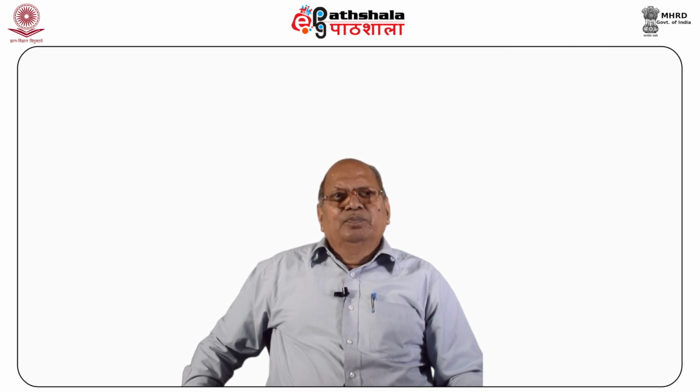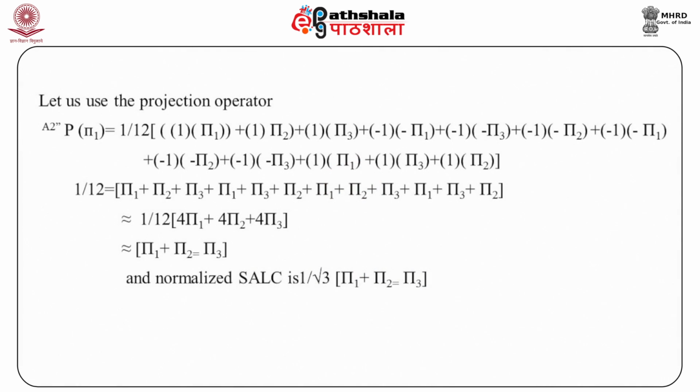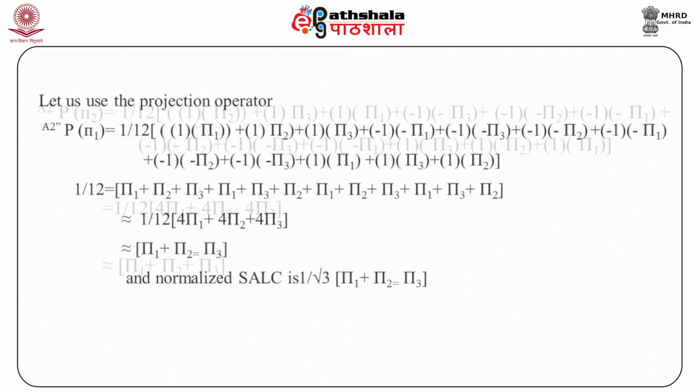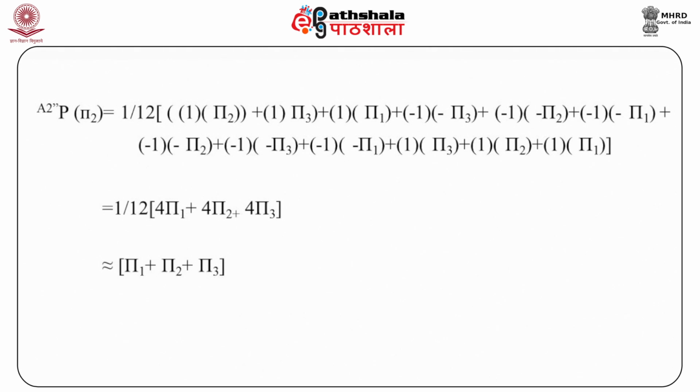Again, we will follow the projection operator method and the corresponding transformation operators. Let us use the projection operator corresponding to A2 double dash on pi 1, that is, A2 double dash P pi 1. And after doing this, the net result we get is SALC equal to 1 upon under root 3 (pi 1 plus pi 2 plus pi 3). That is, after doing all these calculations, you will get this result.